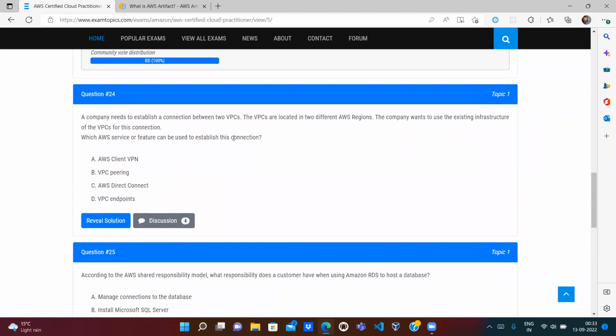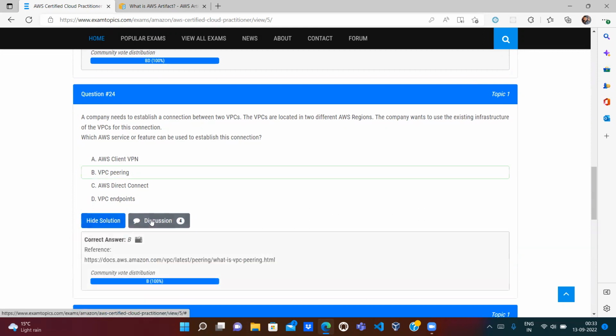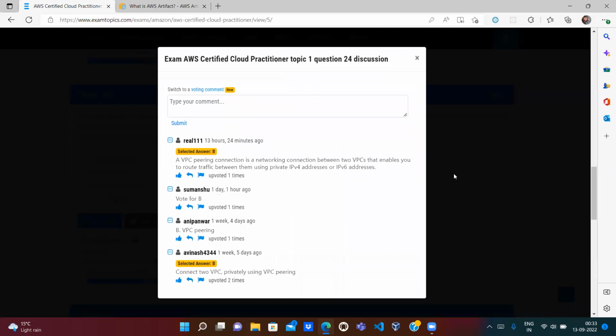A company needs to establish a connection between two VPCs. The VPCs are located in two different AWS regions. The company wants to use the existing infrastructure of the VPCs for the connection. Which AWS service or feature can be used to establish the connection? If you want to connect two VPCs, you can use VPC peering. So B looks correct.